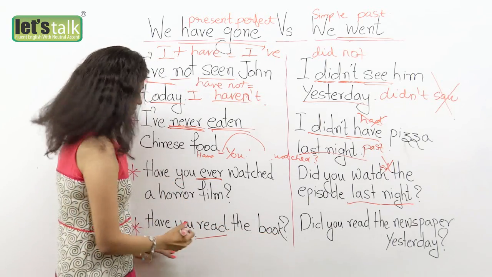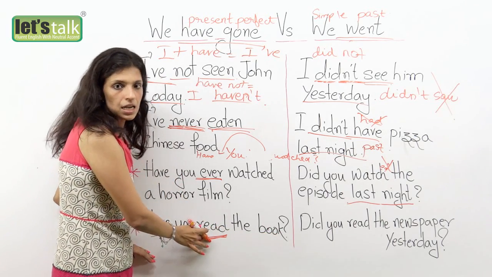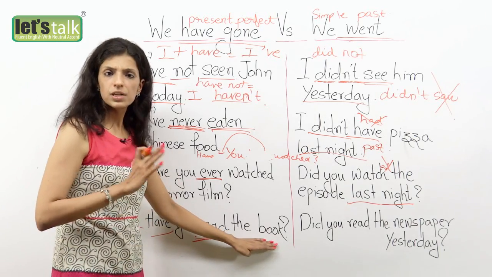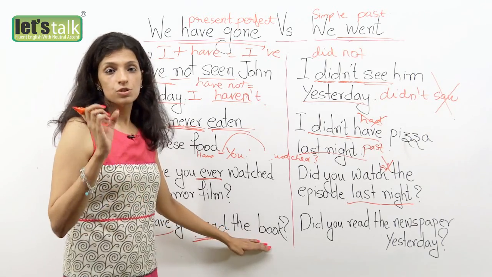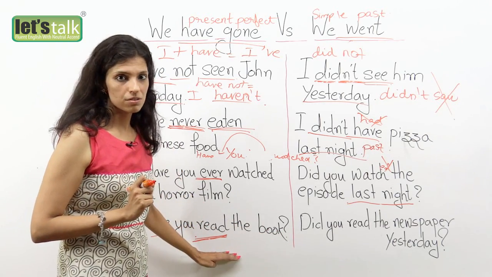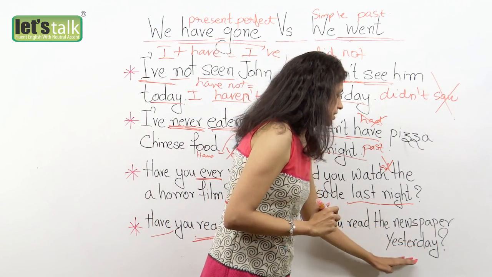So don't say have you read the book. The minute you know there is have here, please understand this is a present perfect tense asking a question. Have you read the book? Okay, so have you read the book? Have you read the book Secret? So I'm asking you, have you read? Remember, this is read, not read. Okay. And in the past, did you read the newspaper yesterday?